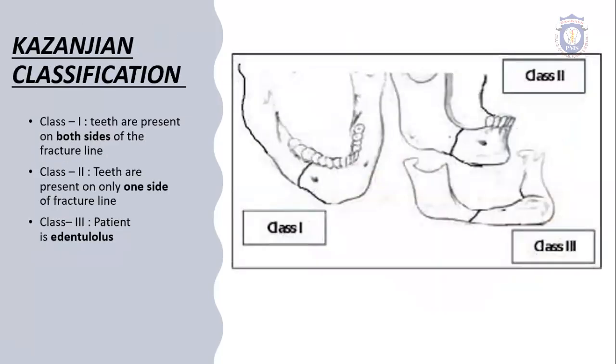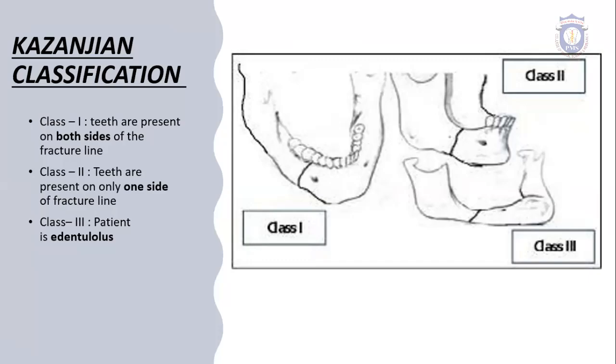We have the fourth classification. It's very easy to remember all these classifications if you look at the diagram and memorize the diagram in your mind. The Kazanjian classification. He has classified it as very simple. Only 3 classifications. No complications at all. Class 1, 2, and 3.